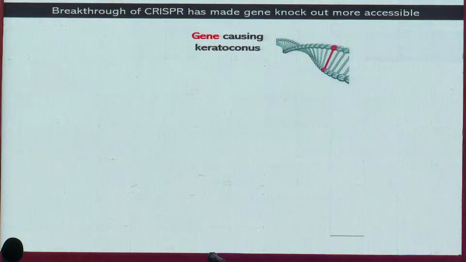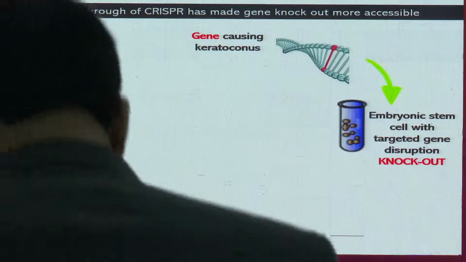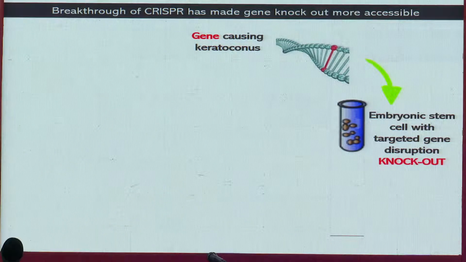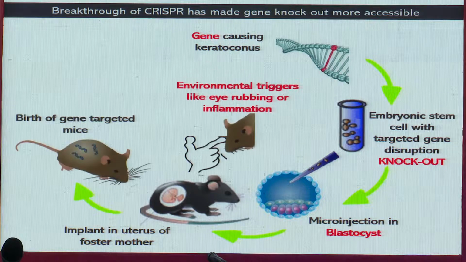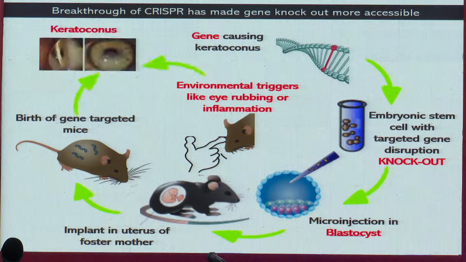Once a gene is identified, embryonic stem cells with targeted gene disruption, that is, knockout using CRISPR, are injected into the blastocyst of a pregnant mouse. And by inducing environmental factors like eye rubbing or any other trigger like inflammation, you can have the baby mouse develop keratoconus, and this will be the proof of concept that this particular gene caused keratoconus.